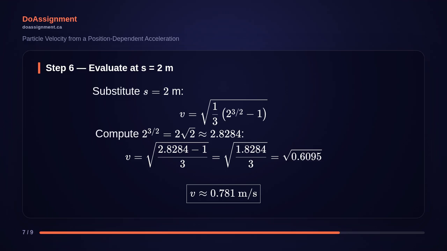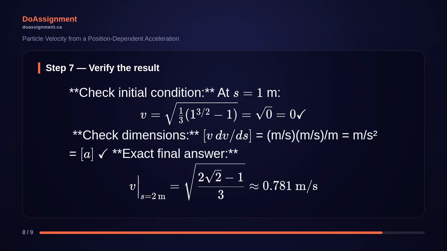Substituting s equals 2 meters, we compute 2 to the 3/2, which is 2 times the square root of 2, approximately 2.828. Subtracting 1 gives 1.828, dividing by 3 gives 0.6095, and taking the square root gives approximately 0.781 meters per second.